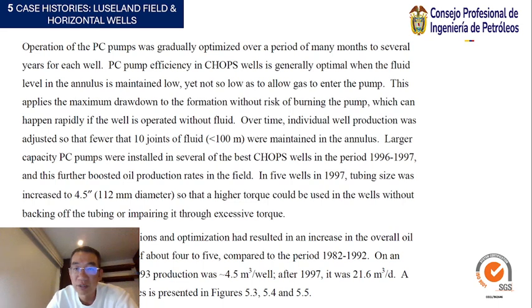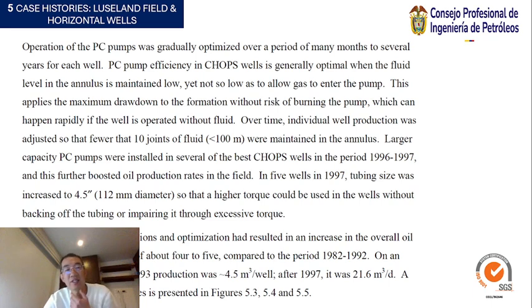In 5 wells in 1997, tubing size was increased to 4.5 inch, 112 millimeter diameter, so that a higher torque could be used in wells without backing off the tubing or impairing it through excessive torque.